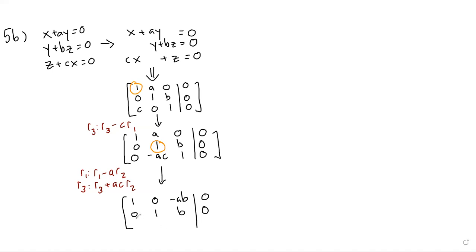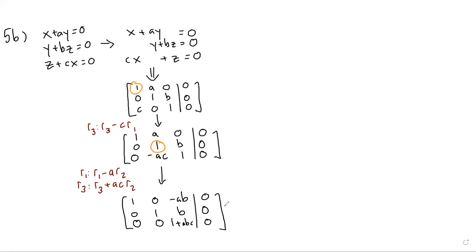I'm going to do the third row. So row 3, 0 plus ac times 0 is 0. Negative ac plus ac, the whole point is getting the 0. And then what I have is 1 plus ac times the second row, ac times b. So I'm actually at 1 plus abc here. And then 0 plus ac times 0 is 0.